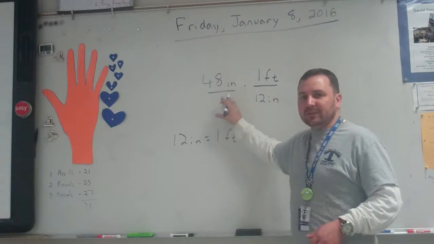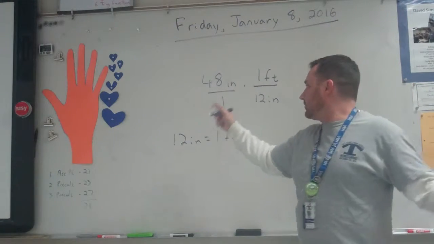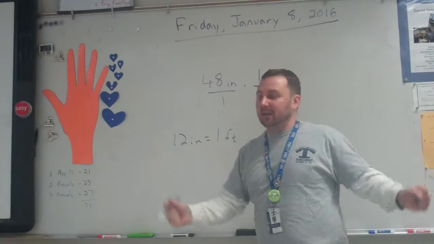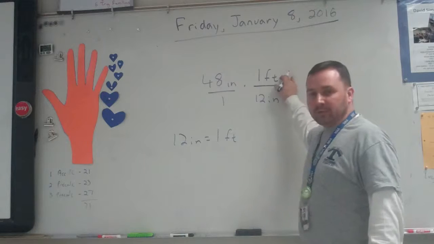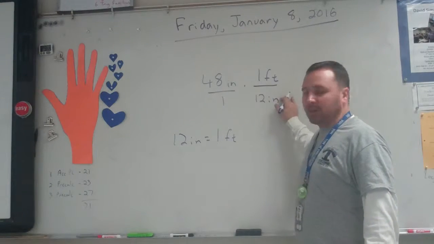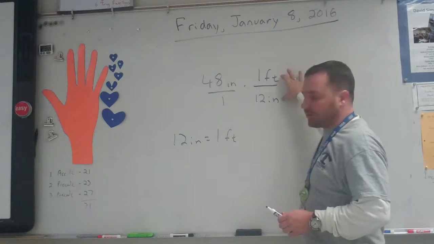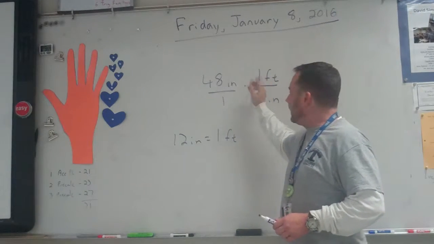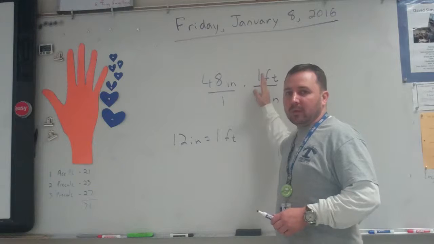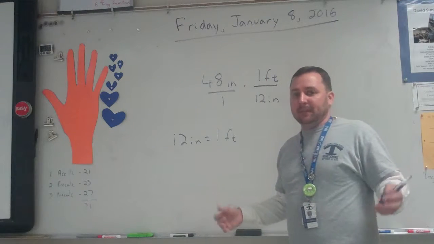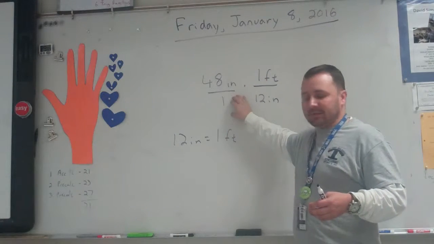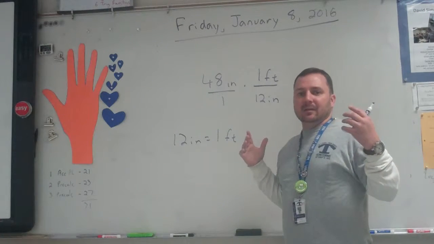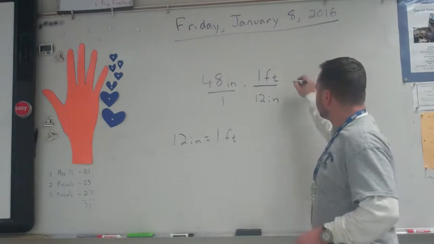Now I can't change the length of this 48 inches. This 48 inches is a set length. I'm not going to change that length. 1 foot is equal to 12 inches, so this fraction, 1 foot over 12 inches, has a value of 1. And multiplying 48 by 1, it's still 48. So I'm not changing the length of 48 inches. I'm just expressing it using different units.